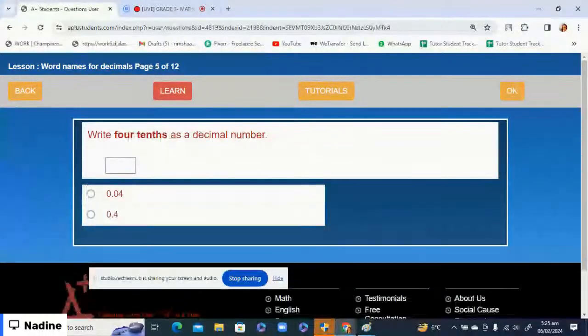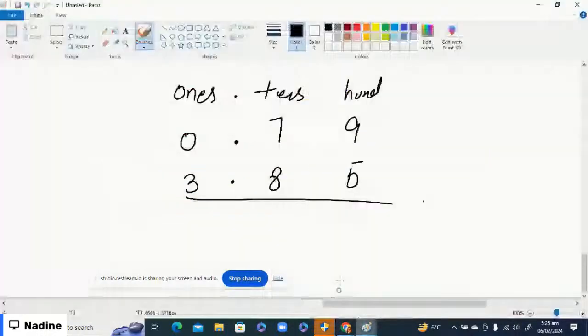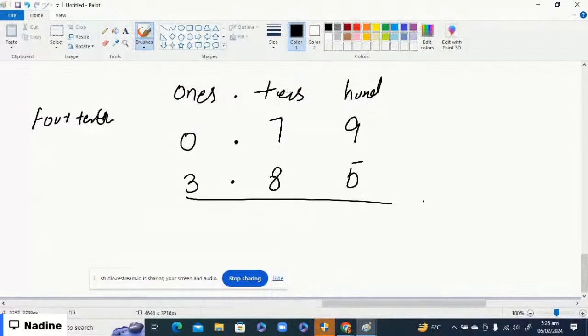Write 4 tenths as a decimal number. This is again easy. Four tenths. We are only going to write 4 tenths, so it means that 4 is only in the tenths place. For example, here I'm going to put it, so this becomes 0.4.